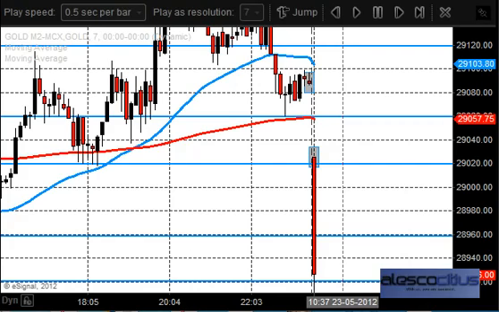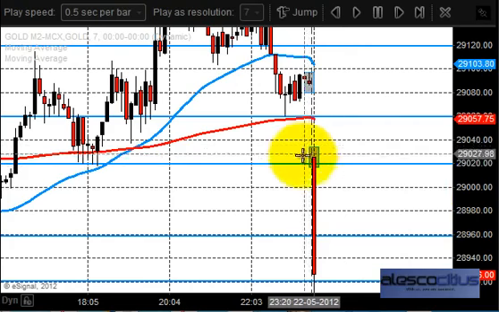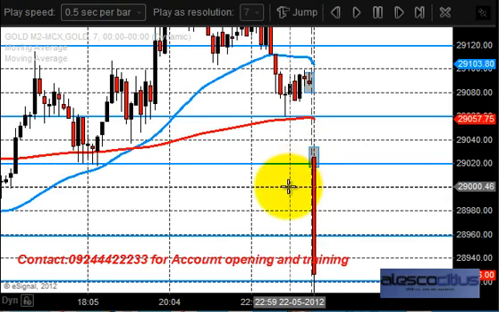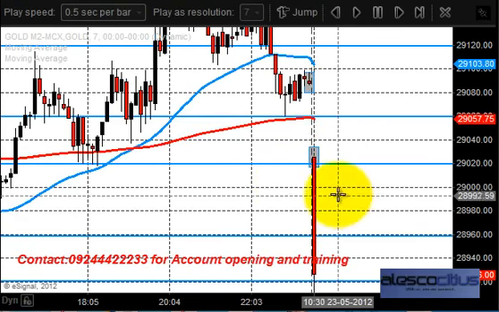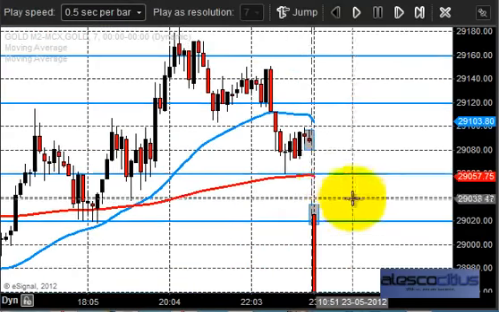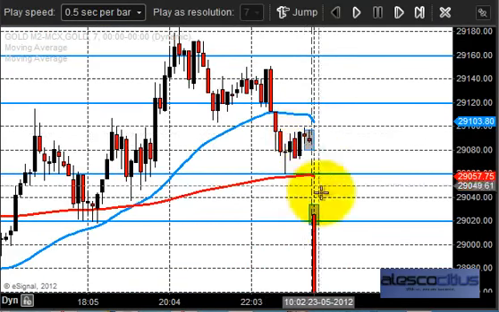Yesterday gold market opened around 29,020. You can see this black color box that indicates the market opening. So yesterday gold market opened around 29,020, and yesterday's opening is just below the previous day's closing.